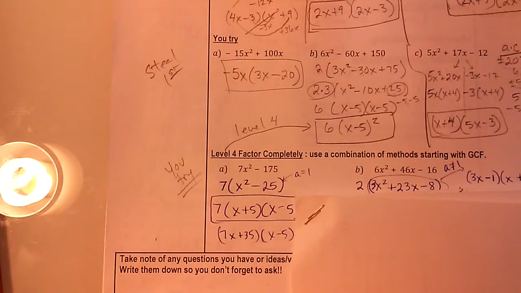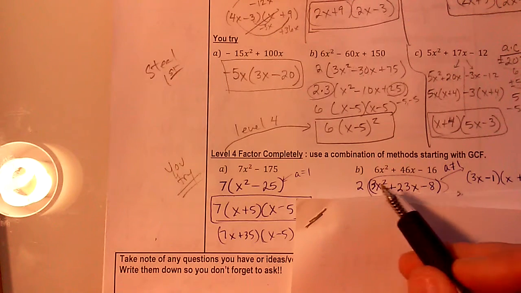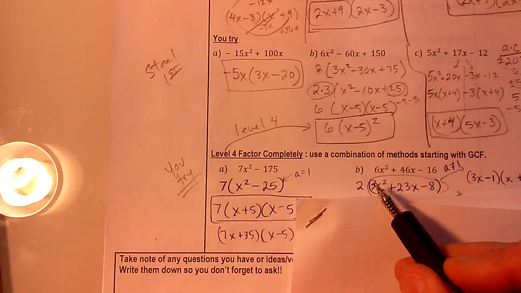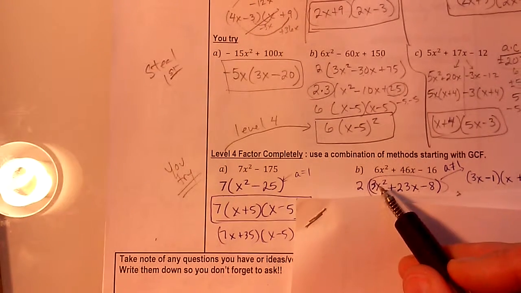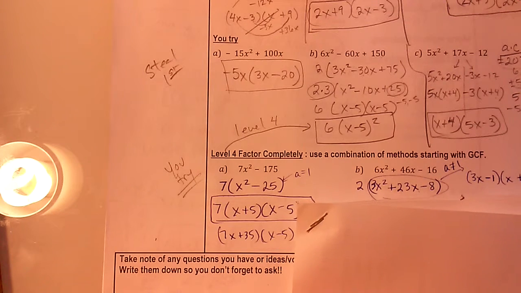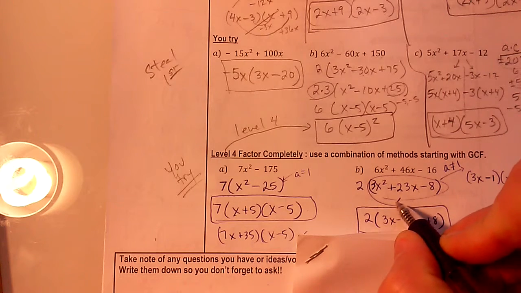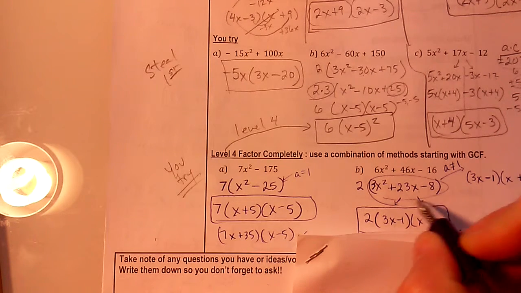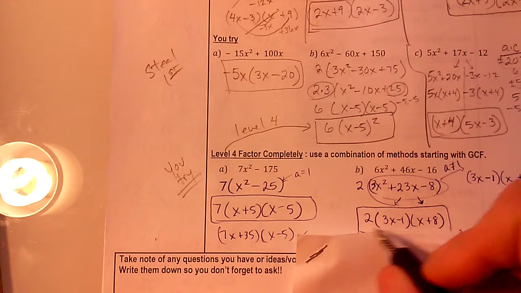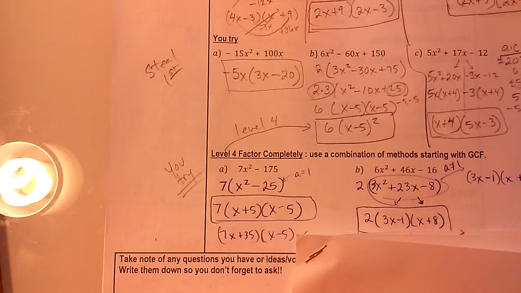And on the next one, steal first, always, right? So first I stole 2 because I noticed they were all even, and I was left with this. So this is a problem like the top of the page where the a value is not equal to 1, so it's your choice, algorithm or guess and check. Hopefully you get down to this. This trinomial that I was left with gave me this as the answer. So I factored it as far as it'll go. So that's what factoring completely looks like. Essentially, it's steal first, and then whatever you're left with, apply the appropriate method.